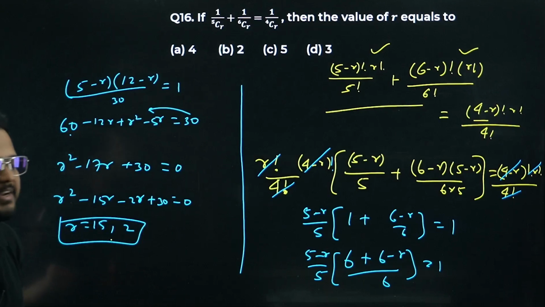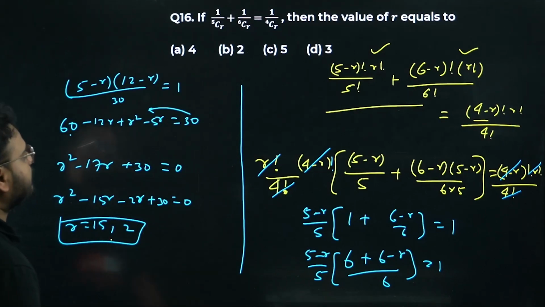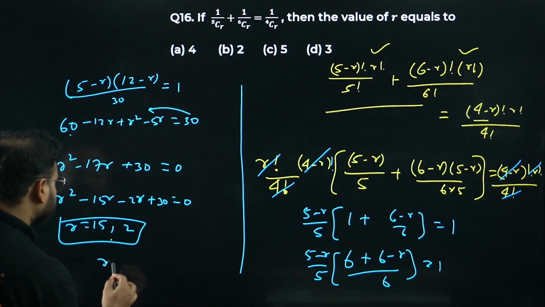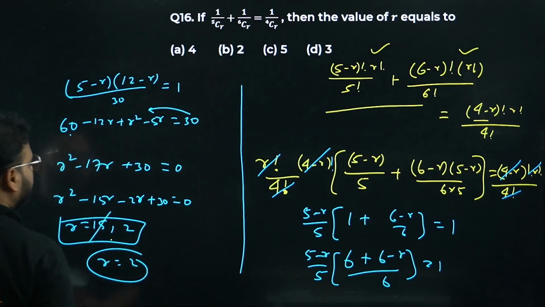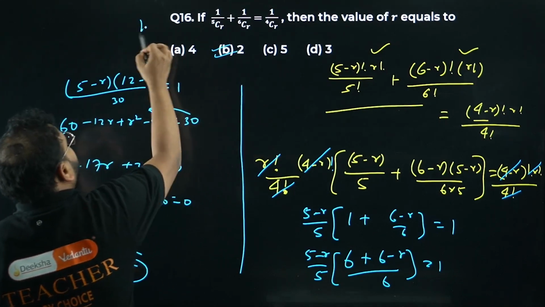R value is coming as 15 and 2. So I cannot take 15, right? It cannot be more than 5, it's either 6 or 4. I have to take the value of r as 2. This 5 cannot be there, okay? Answer has to be option B.